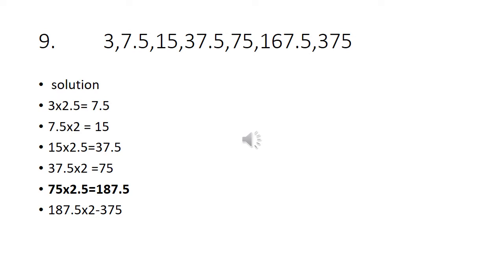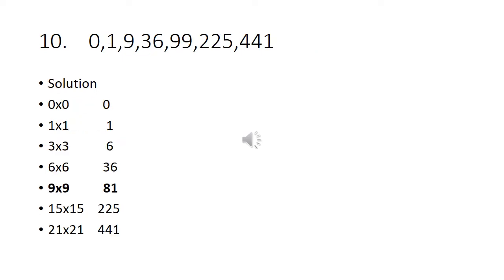9th problem: 3, 7.5, 15, 37.5, 75, 167.5, 375. Solution. 3 into 2.5 equals 7.5. 7.5 into 2 is 15. 15 into 2.5, we get 37.5. 37.5 into 2, we get 75. 75 into 2.5, we get 187.5. But the given number is 167.5. So the wrong one is 167.5.